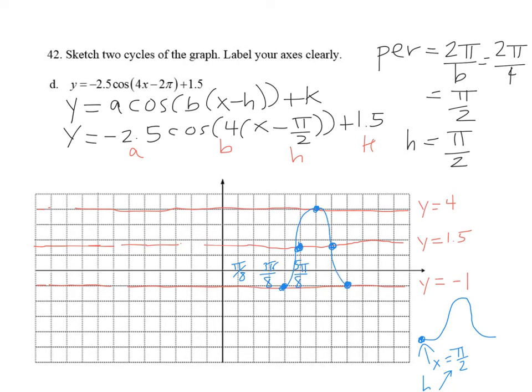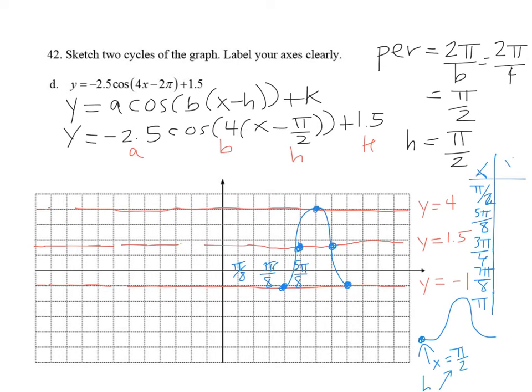If I had to write key points for this, I can easily see that my first x value is at pi over 2. And they count up by pi over 8 each time. That next one is at 5 pi over 8. The next one would be 6 pi over 8, which is really 3 pi over 4. And then 7 pi over 8 would come after that, and then 8 pi over 8 would be pi. So those would be the x-coordinates of those 5 key points that I drew.